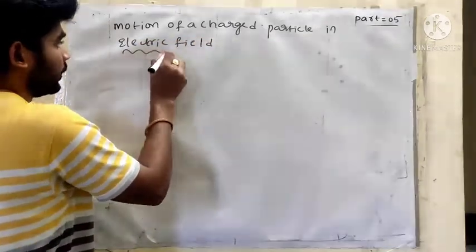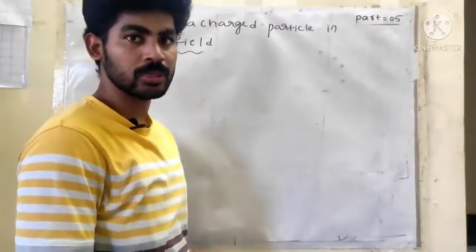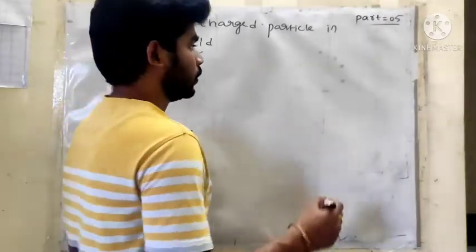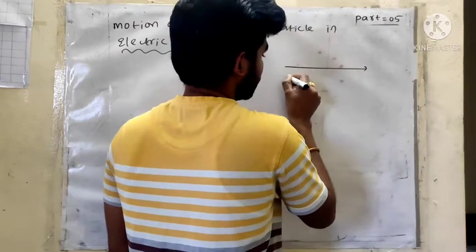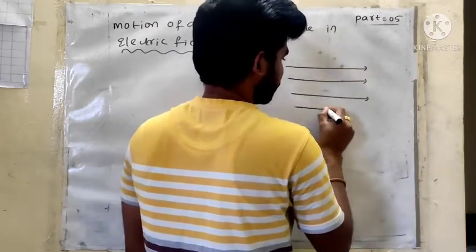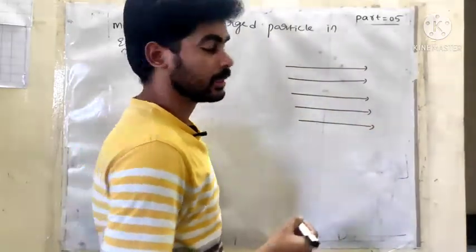Okay, motion of a charged particle in an electric field. So this electric field is a uniform electric field. Let us consider this is a uniform electric field. Uniform electric field means parallel lines.